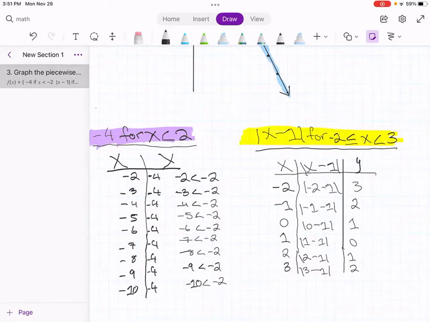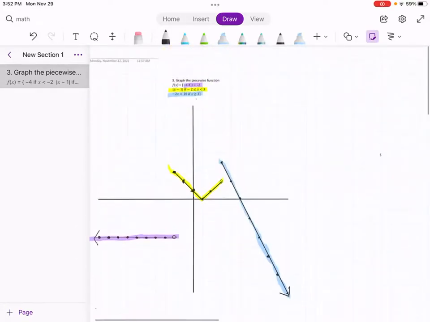And here, for x minus 1, I plugged my x values into x. For example, -2 minus 1 gets you 3. And here's what it looks like. It looks like a V. But what we also can see is that since the first graph had an open circle at -2, we could use that same point for our next graph.